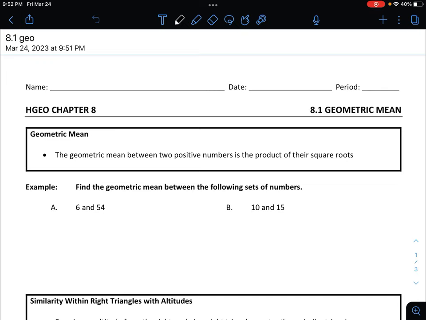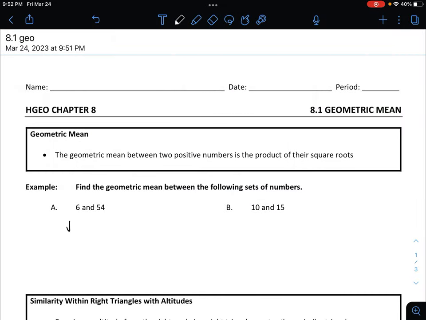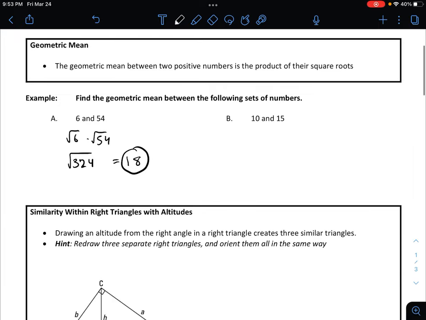So if I ask you to find the geometric mean between the following sets of numbers, that just means I'm literally just going to multiply together their square roots. All right, so what I'm going to do is I'm going to take the square root of 6 times the square root of 54. Well, 6 times 54, that comes out to be, what, 324? So this is really the square root of 324, and the square root of 324 is 18. All right, so 18 would be your answer.